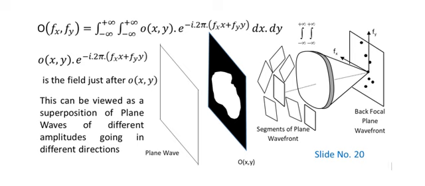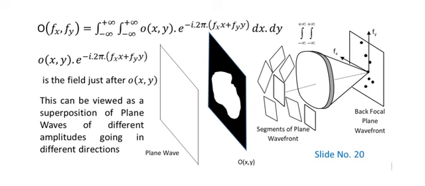In the figure you can see that the object o of x and y has been illuminated with a plane wave with normal incidence. When this plane wave passes through the small object o, it is disintegrated into small segments, each of which represents a plane wave going in a different direction and having a different amplitude. These are received by the lens, and the lens integrates them at different points.